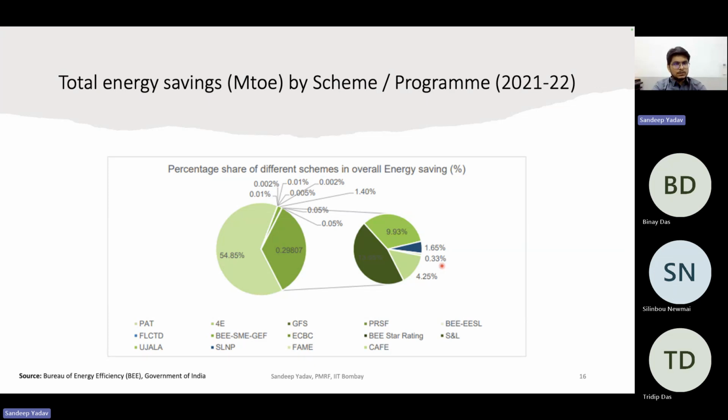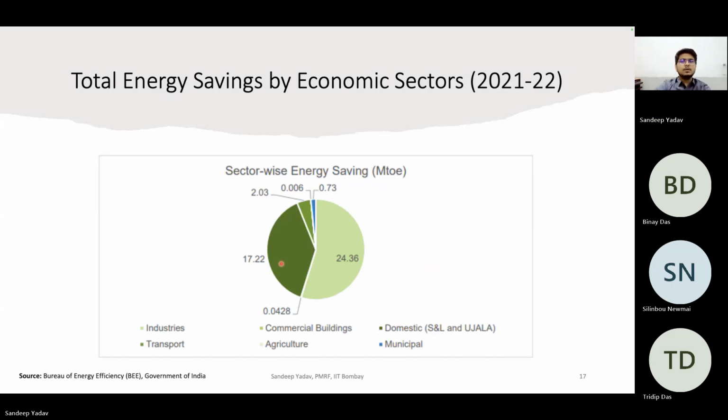Okay. So this slide shows the total energy savings by the schemes. There are several schemes mentioned here, and the percentage share of the schemes in the overall savings is mentioned here. Majorly, the major scheme is the PAT scheme, which is covering around 54% of the share in the overall energy savings, compared to the 4E and Ujala schemes, and some other schemes. Then the total energy savings by the economic sectors in the year 21-22: industries have the major share of the whole pie chart, at around 36 percent of the energy savings, and after that the domestic standards and labeling programs, like the Ujala scheme, are contributing to the total energy savings.